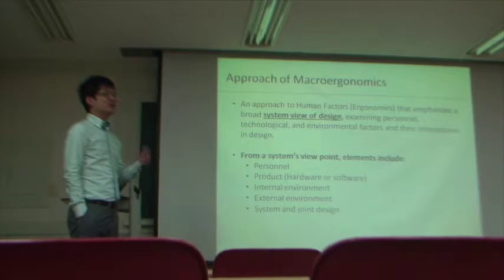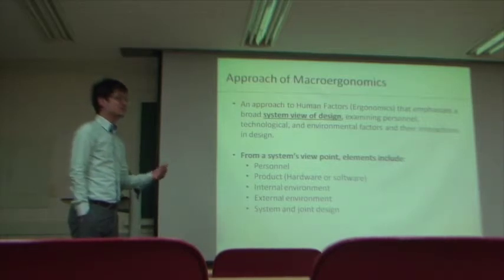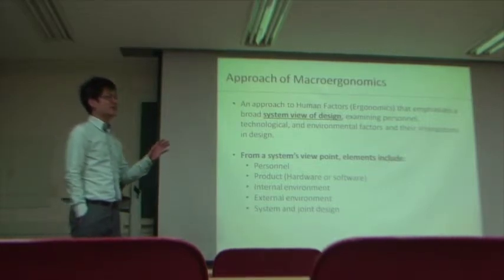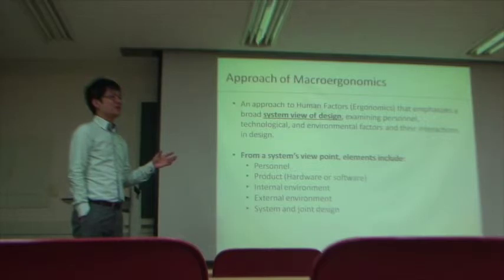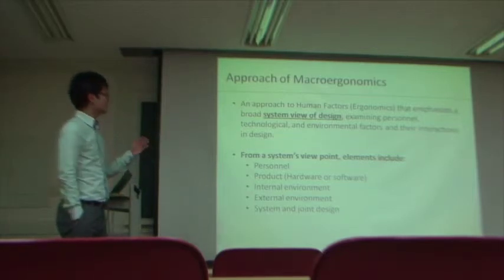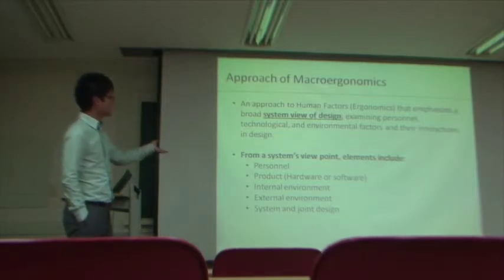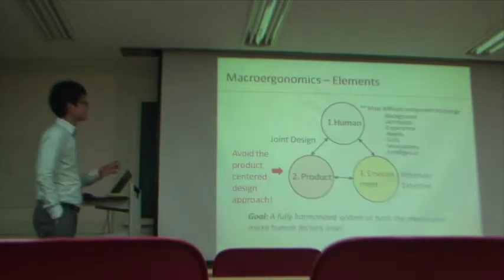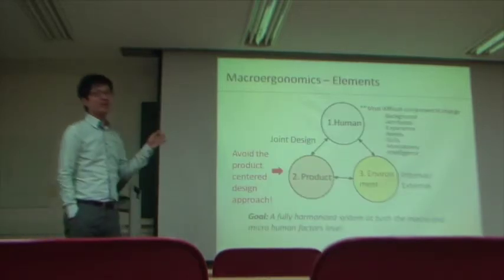So when we try to do a design, we try to step back a little bit and look at the service design problems from a systems perspective. And here, the system means we consider the human, technology, and environment, the three components together as a system. So a system is composed of personnel, products, internal environment, external environment, and joint design. I want to show you this to illustrate a little bit more about this approach.